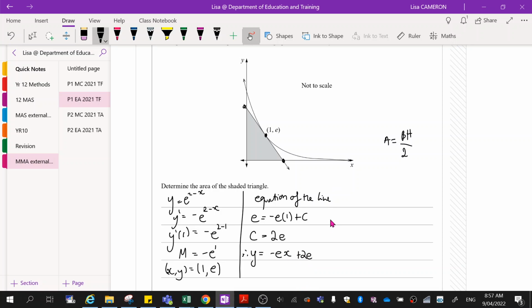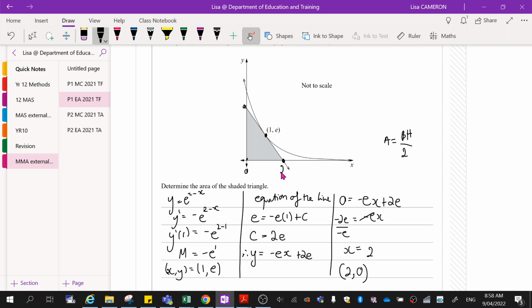Now I can find my intercepts, so I know the lengths of those lines, because this is starting from 0 here. So when y equals 0, let's solve for x. 0 equals -ex plus 2e. Take the 2e across. -2e is equal to -ex. Divide this side by e, divide this side by e. So I'm going to be left with x is equal to 2. Okay, so my first coordinate is when x is at 2, y is at 0.